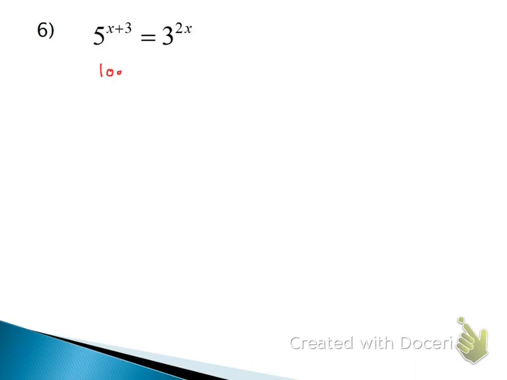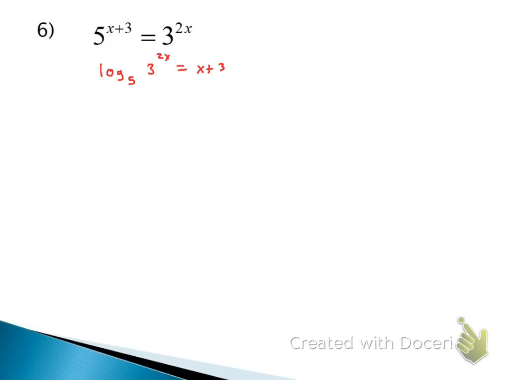Log base 5 of, since I'm calling this the base, that's my exponent. So log base 5 of this, 3 raised to the 2x, equals 5's exponent, which was what? What was 5's exponent? x plus 3. Everybody see how I denoted this was my base. You could have done it this way. You would have been right also. Log base 5 of this, 3 raised to 2x equals x plus 3.